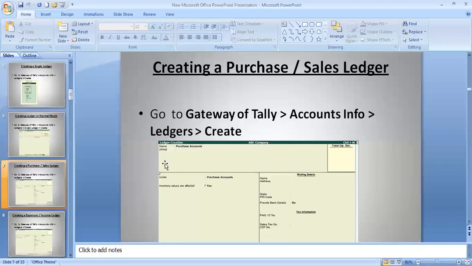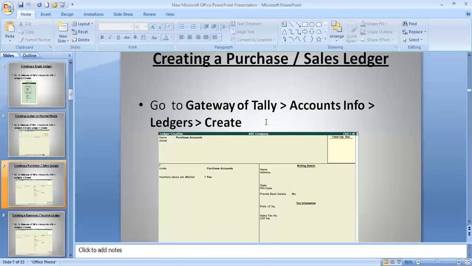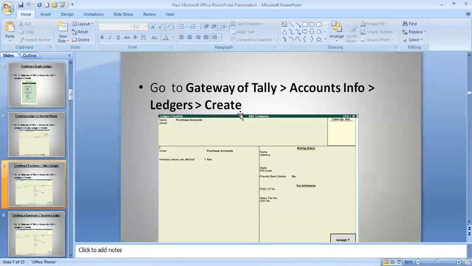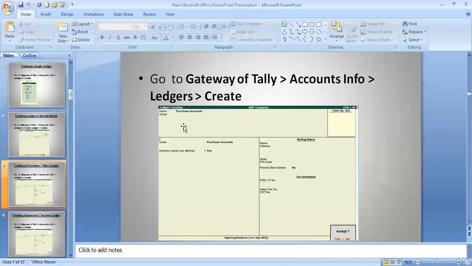Okay. How to go on to the screen here? Gateway of Tally. Whenever you give information through the Tally ERP9 software, you must move on with the Gateway of Tally, then Accounts Information, Create a Ledger, then Create. So here you have given certain ledger creation as purchase accounts. Now see here. So open the Tally ERP9.